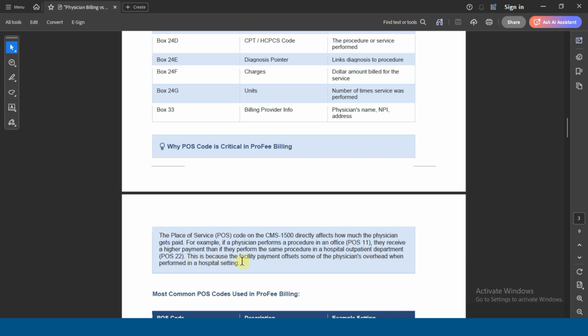This is because the facility offsets some of the physician's overhead when the procedure is performed in the hospital setting. Because of that, you need to understand where you are coding. Are you coding for the physician or the facility?